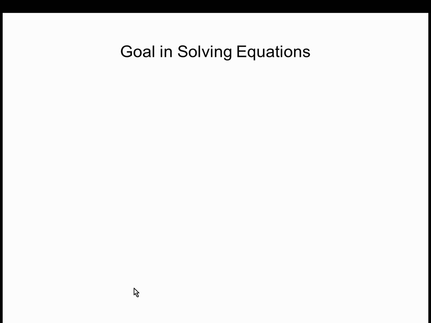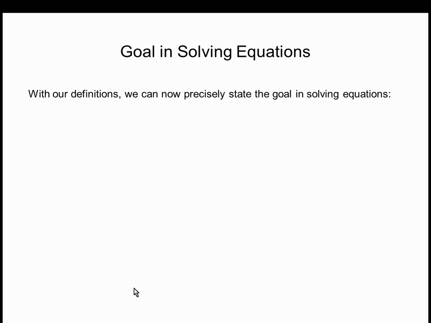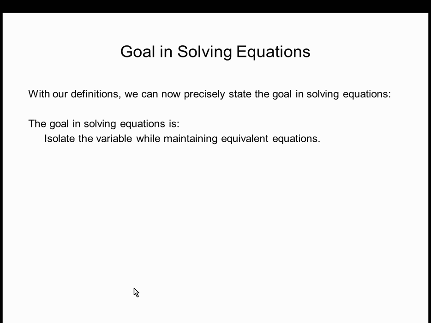So our goal in solving equations. With our definitions, we can now precisely state the goal in solving equations. Our goal is to isolate the variable while maintaining equivalent equations. It's the maintaining equivalent equations part that's actually kind of difficult. We want to make sure that everything we do does not lose any solutions. If we pick up solutions, we can always check those, but we don't want to lose any.